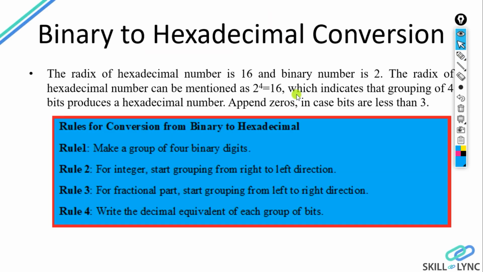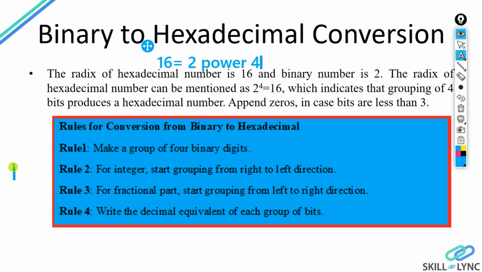Next is binary to hexadecimal conversion. Till now we were doing binary to octal. Now I am starting with binary to hexadecimal conversion. If you remember, binary has base 2 and hexadecimal has base 16. Now 16 can be written as 2 power 4, so by grouping 4 bits, you can convert binary to hexadecimal.